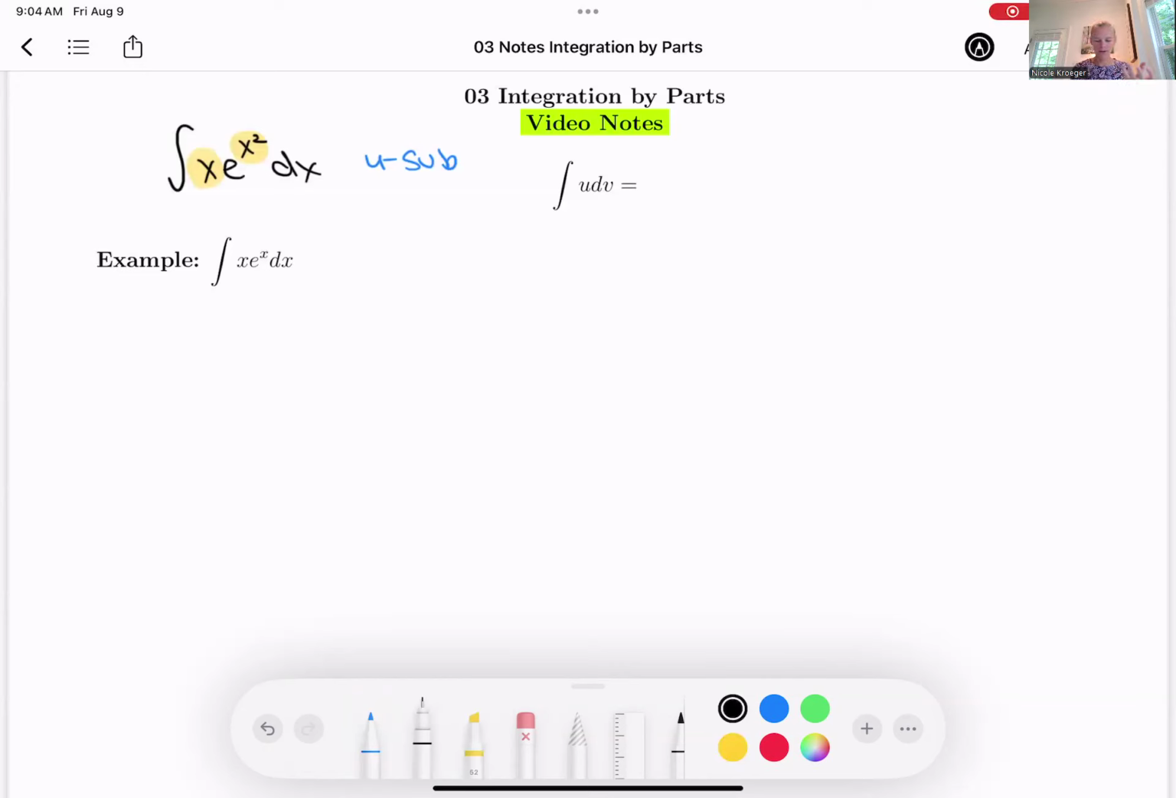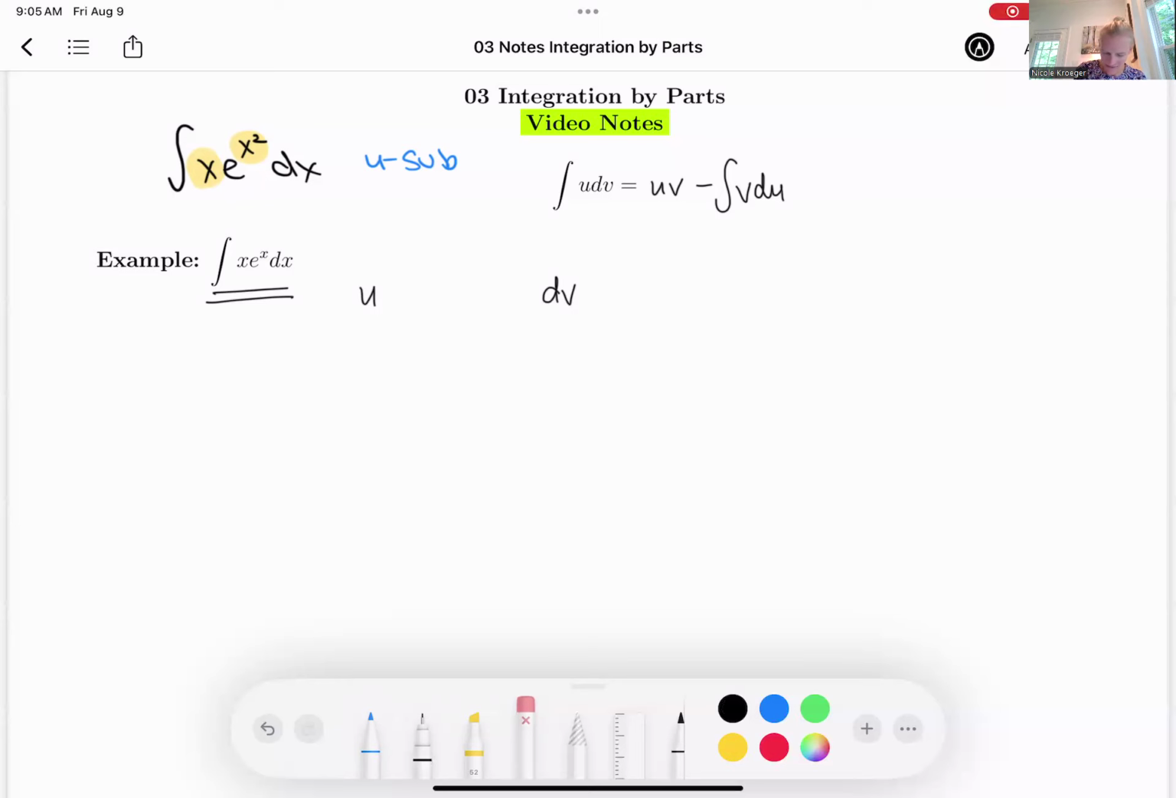So integration by parts, we start out by picking a u and a dv. These are two pieces that when they're multiplied by each other, give us the expression inside the integral. And so integration by parts says that that integral is going to be uv minus the integral of v du. Again, I remember this as UV, like UV rays from the sun, minus voodoo, minus the integral of voodoo. So you can figure out how you want to memorize that.